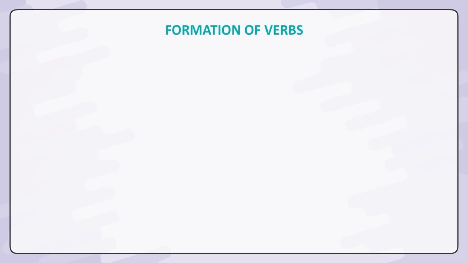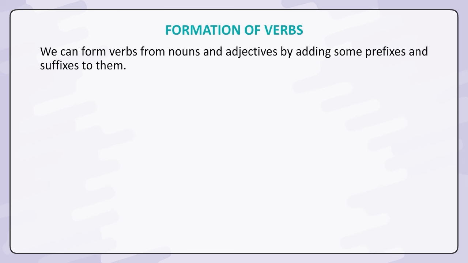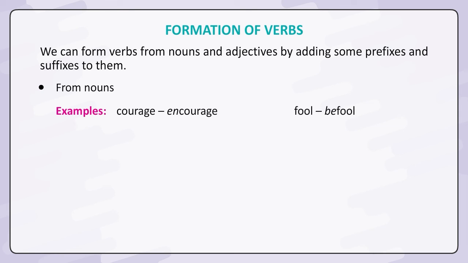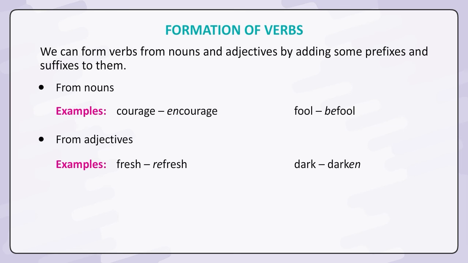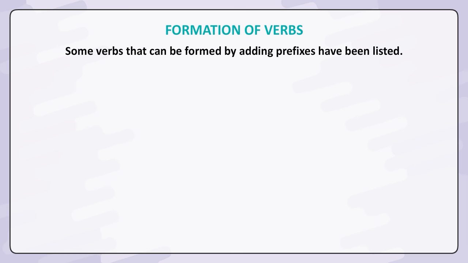Formation of verbs. We can form verbs from nouns and adjectives by adding some prefixes and suffixes to them. From nouns, examples: courage, encourage; fool, befool. From adjectives, examples: fresh, refresh; dark, darken.